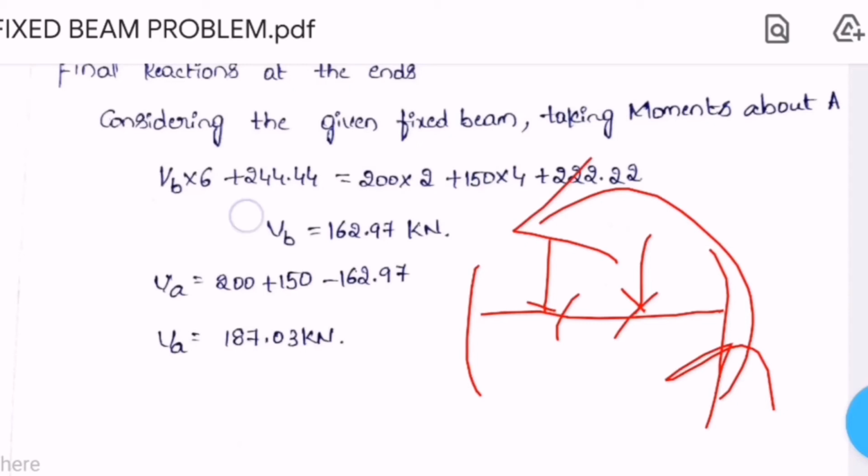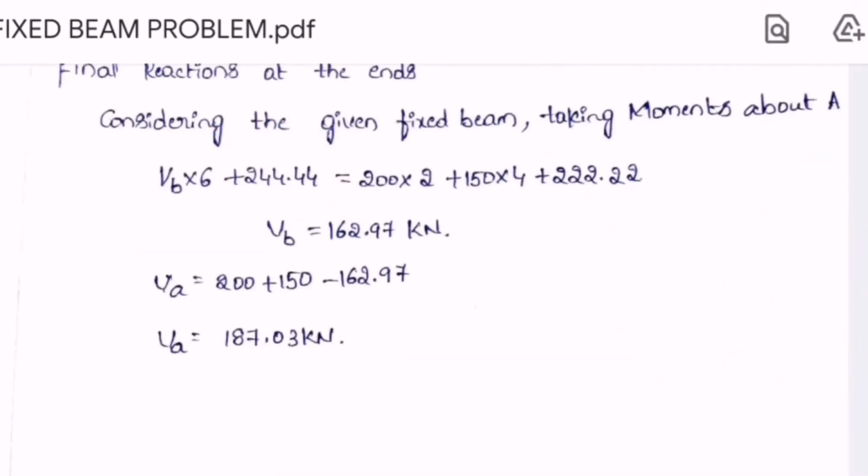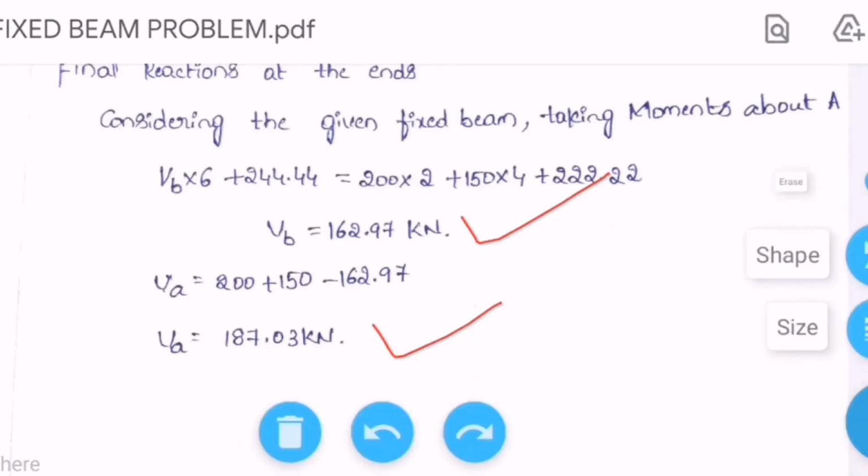So what are these 244 and 222? These are the fixed end moments that we have calculated at the start of the video. From A it is minus 244, we are writing it in the anti-clockwise direction, on the negative side, that is the left side, right? So we have to add those moments and the reactions. So we get VA as 180.03 kilonewton and VB as 162.97 kilonewton. So on calculation we are getting this.